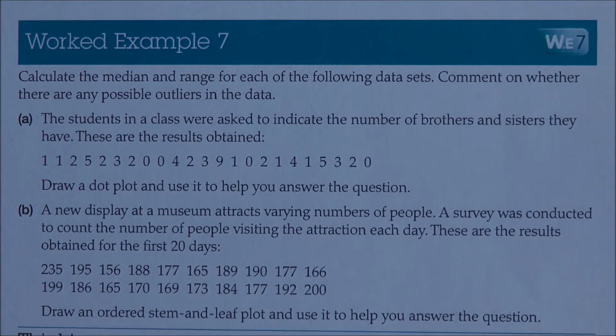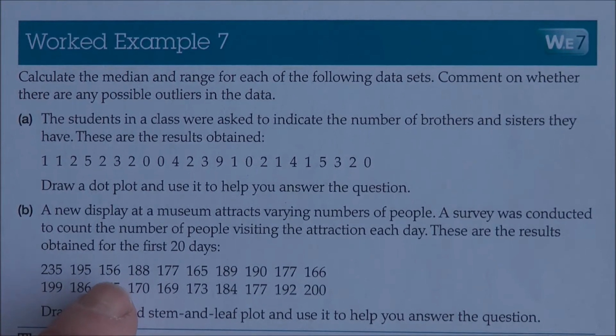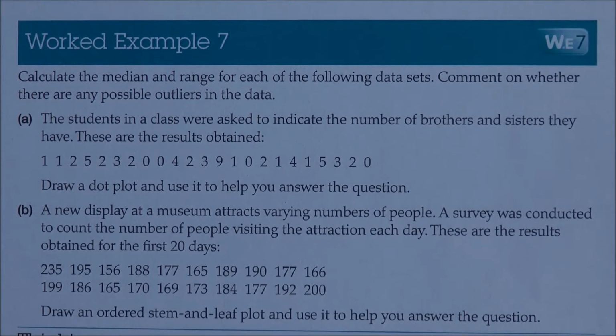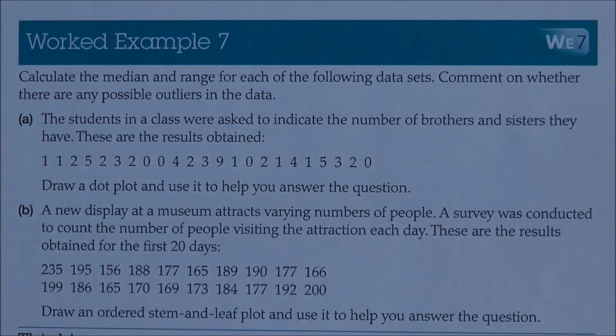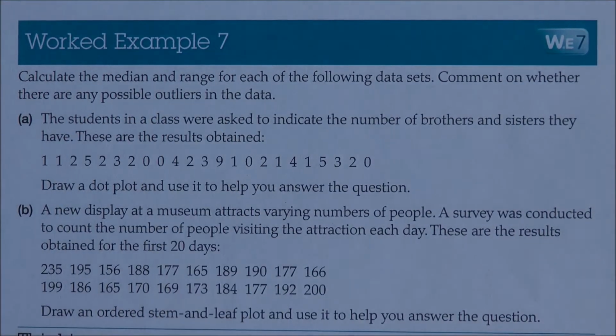And in part B, we've got a new display at the museum attracting various numbers of people. We conduct a survey to count the number of people visiting the attraction each day, and here's our result. So on the first day we got 235 people, 195 people, 156 people and so on. Draw an ordered stem and leaf plot and use it to help you answer the question. So the question's actually asking us to calculate the median and the range for the sets of data and comment on if we've got any outliers. They're the three things we've got to do.